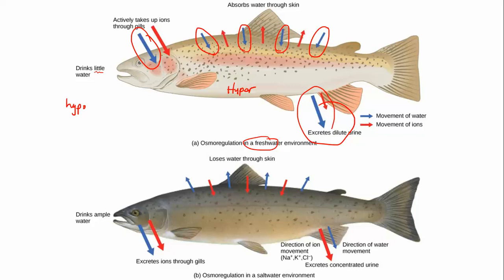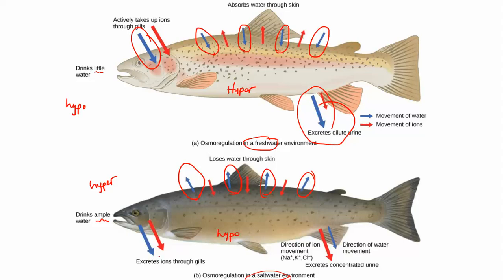Then we have a saltwater fish, and it's going to have slightly different adaptations. So we have a hypertonic environment, and we have now a hypotonic fish. That means that naturally, water is going to exit the fish. It's going to diffuse out, and so the fish is going to lose water through its skin. Because of that, if that keeps happening, the cells will shrivel up and no longer be able to work. So this fish drinks a lot of water.